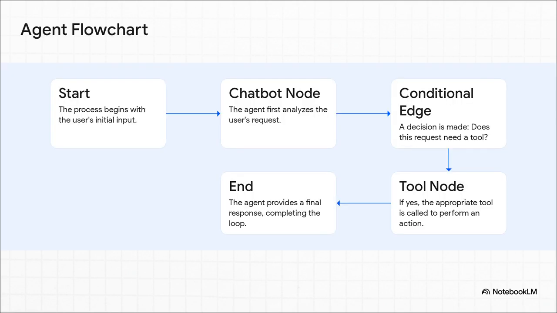So here's how that flow actually works. The process starts, and it hits the first node, which analyzes your request. Then it gets to a critical decision point, that's a conditional edge. The question is, does this request need a tool? If the answer is yes, the flow gets sent over to the tool node. After the tool does its job, the process loops back to the chatbot node to put together the final answer. This graph gives us a crystal clear map of the agent's decision-making process.